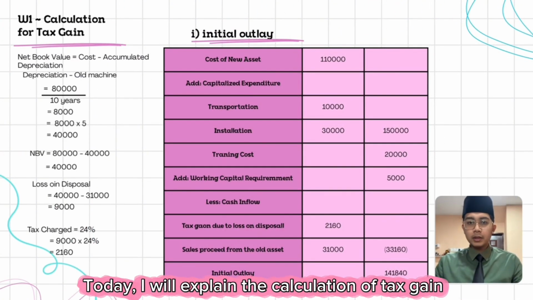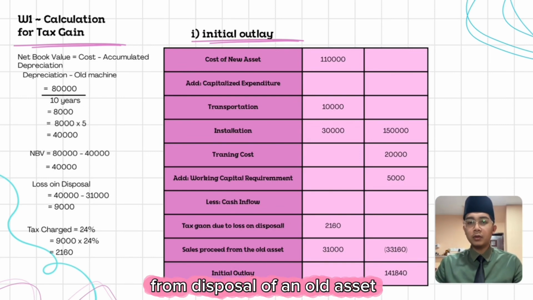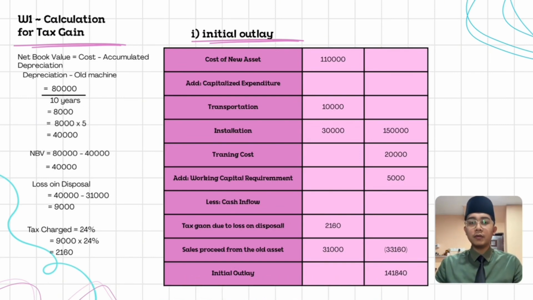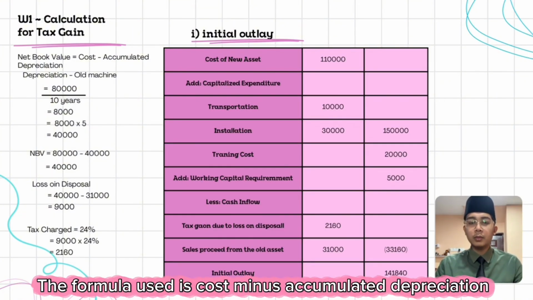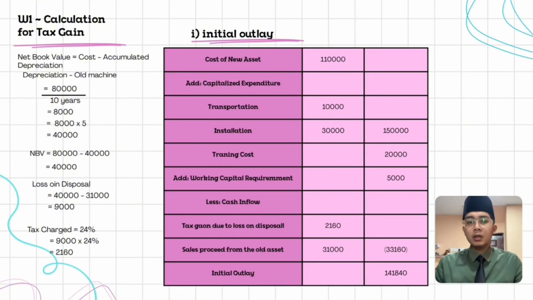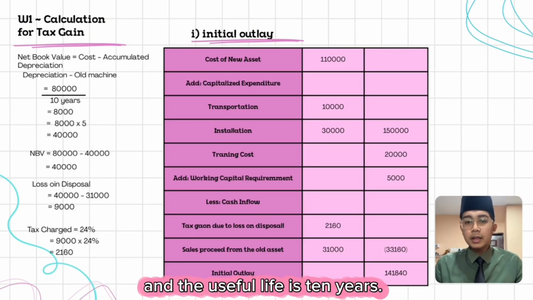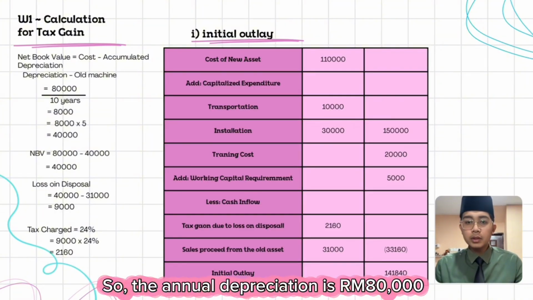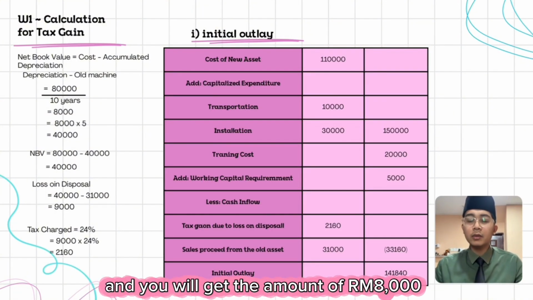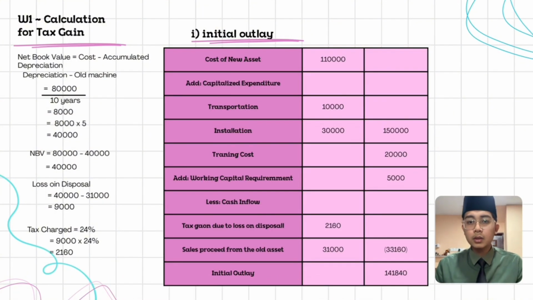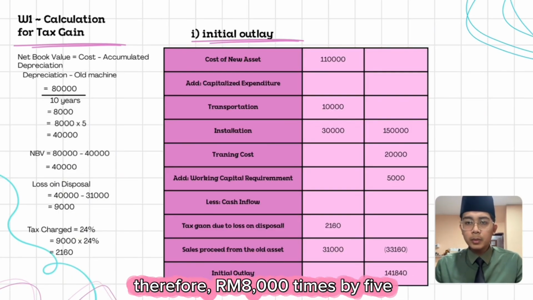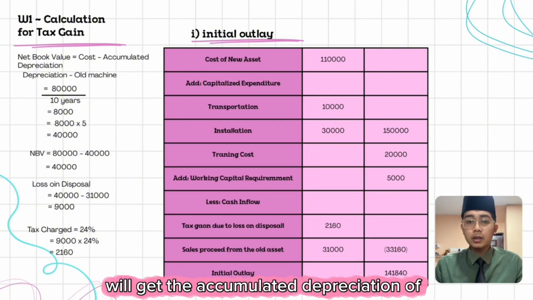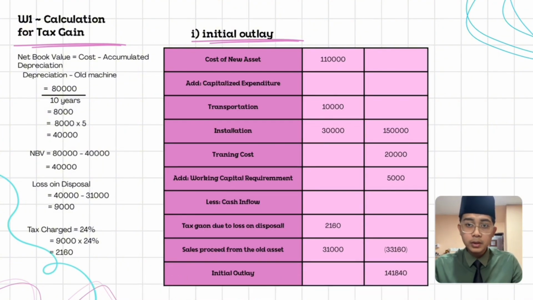Today, I will explain the calculation of tax gain from disposal of an old asset and the initial outlay for a new asset. First, we calculate the net book value of the old machine. The formula used is cost minus accumulated depreciation. Cost of the old machine is Rm80,000 and the useful life is 10 years. So the annual depreciation is Rm80,000 divided by 10, which gives Rm8,000 per year. The machine has been used for 5 years, therefore Rm8,000 times 5 gives the accumulated depreciation of Rm40,000.